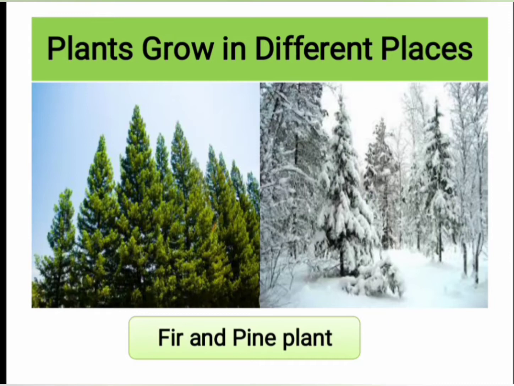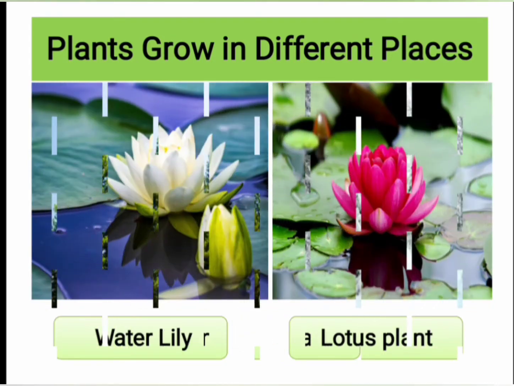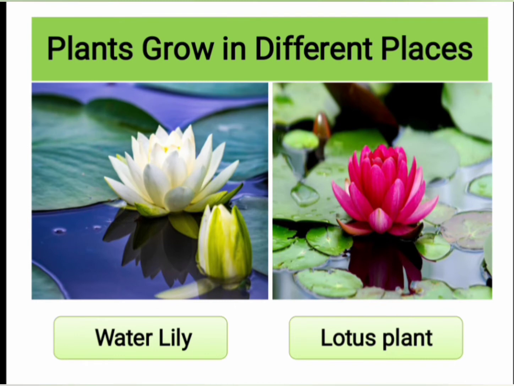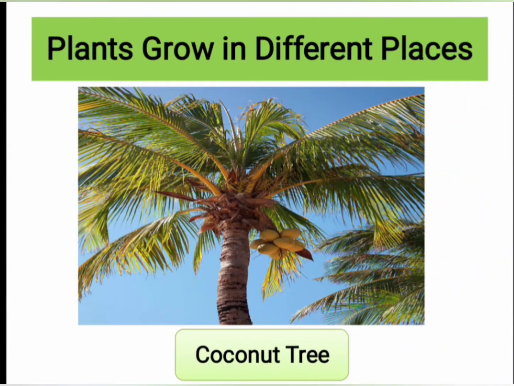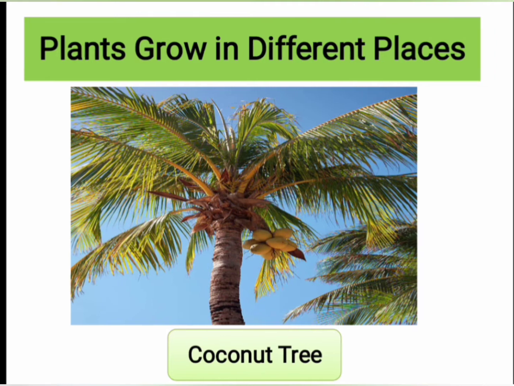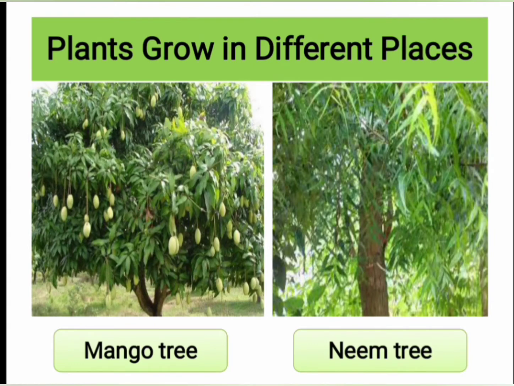Now see, children, plants grow in different places. This is fir and pine tree. Fir and pine trees grow on mountains where it is always cold. Water lily plant grows in water and the lotus plant also grows in water. The coconut tree grows in hot places near the sea. Mango and neem trees grow in warm places.